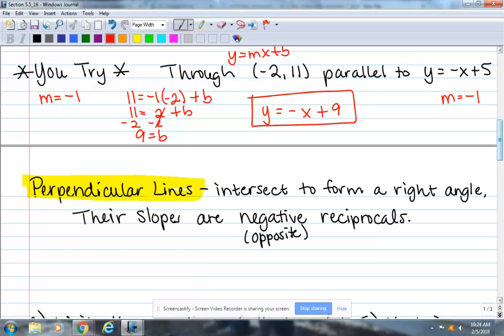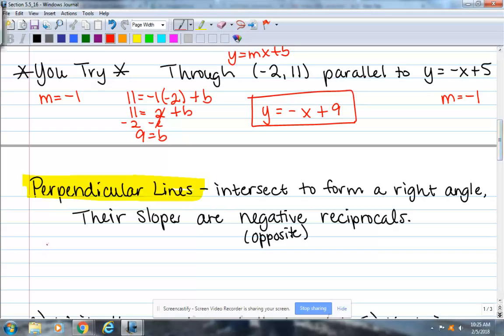Okay? So let's talk about a negative reciprocal. What does reciprocal mean when we're talking about fractions? Right, the numerator becomes the denominator and the denominator becomes the numerator, right? It's inverted. All right, so we make the fraction into a reciprocal and then we change the sign to make it an opposite reciprocal. So let's just practice that for a second.